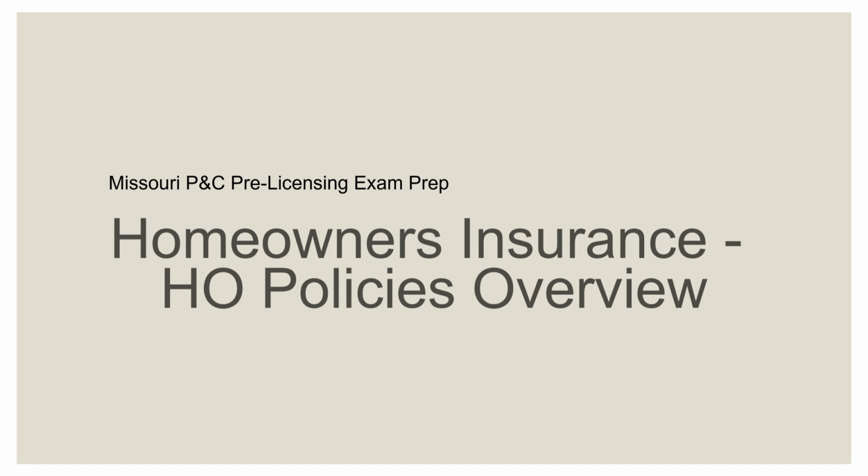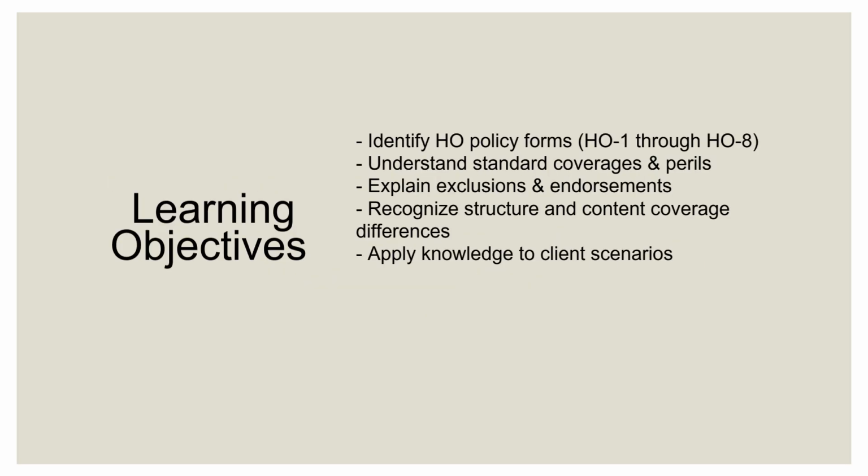This streamlined overview will prepare you for the Missouri licensing exam and help you explain coverage to future clients in a way that makes sense. By the end of our time together, you'll be able to distinguish among the HO1 to HO8 policy forms. You'll know which form applies to single family homes, rentals, condominiums, mobile homes, and older historic properties. Describe the key parts of a homeowner's policy.